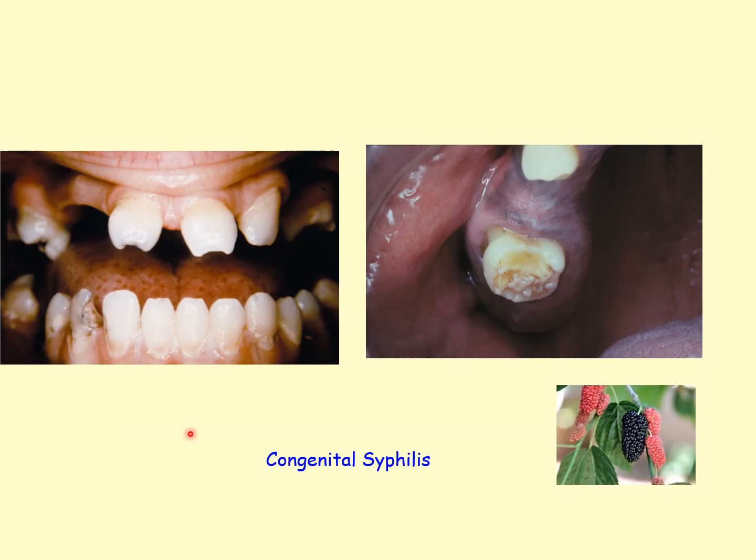Syphilis can also be transmitted vertically from a pregnant mother to the fetus and is termed as congenital syphilis. Congenital syphilis has several manifestations in the oral cavity, including screwdriver-shaped notched incisors, which we term Hutchinson's incisors, and mulberry molars, which represent a mulberry fruit. Syphilis is perhaps the only infectious disease which causes morphological changes in the dentition. So that's quite a key manifestation which you should remember.